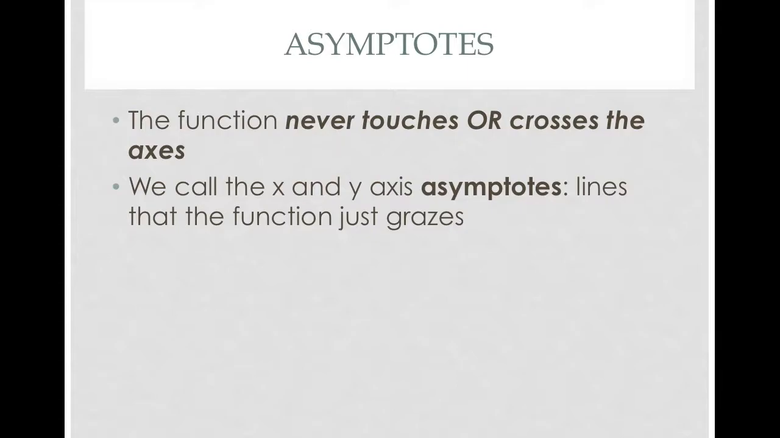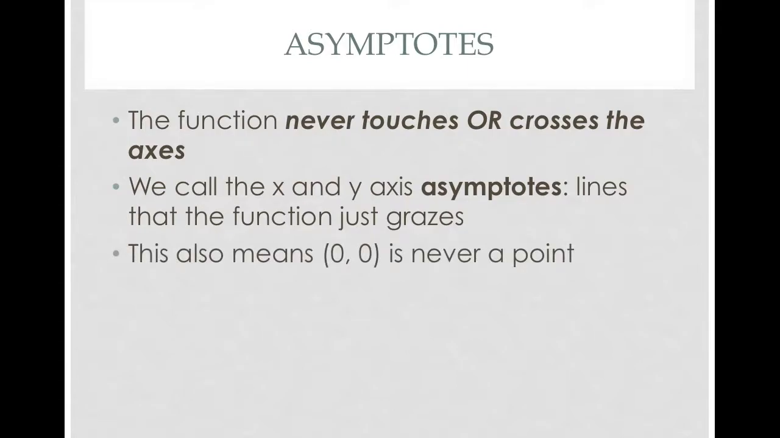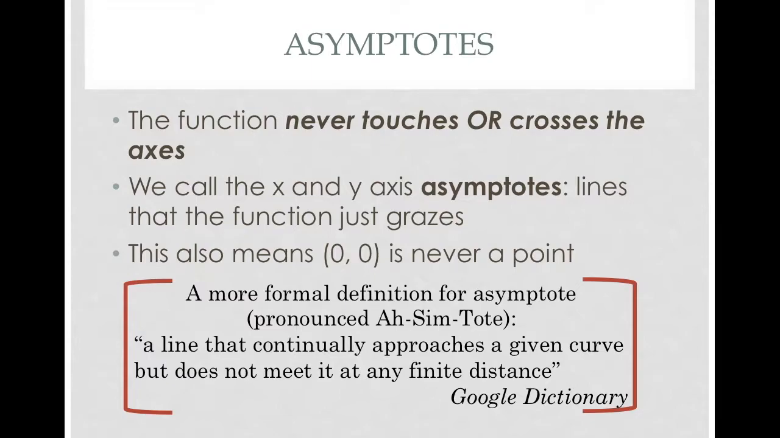Now, there are different functions that have different asymptotes. They're not always the x and y axis, but it just so happens that a rational function has the x and y axes as asymptotes. This also means that our rational function never crosses the origin. (0, 0) is never a point.